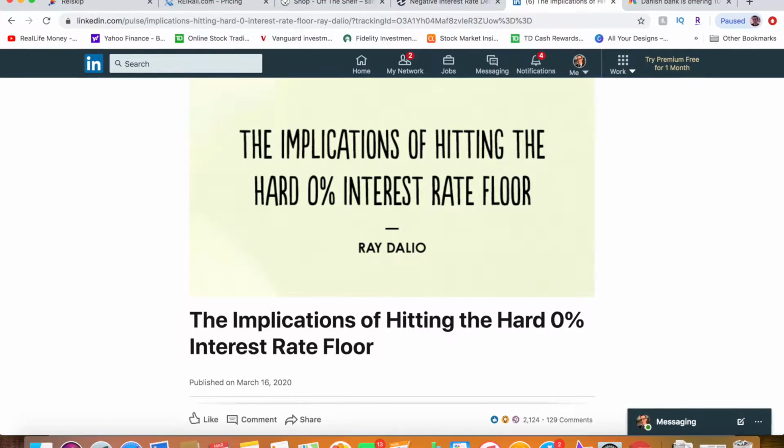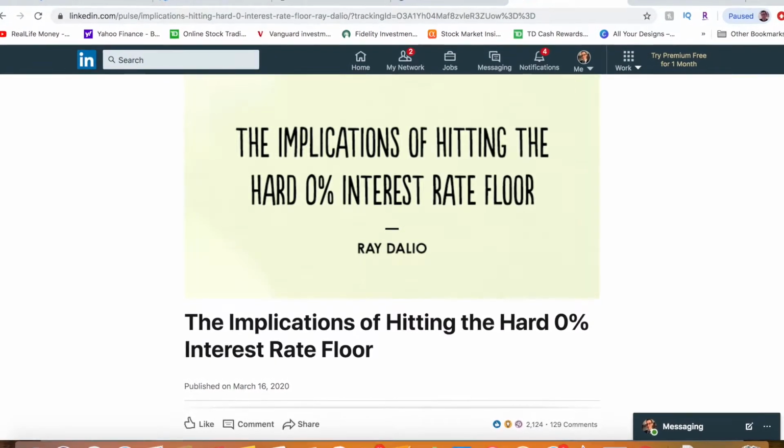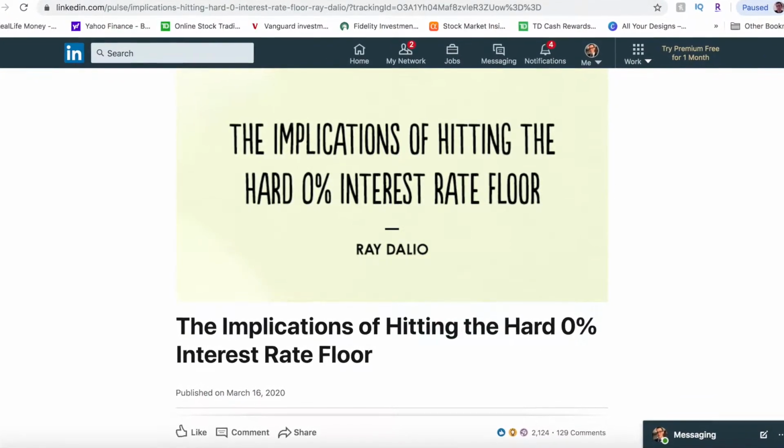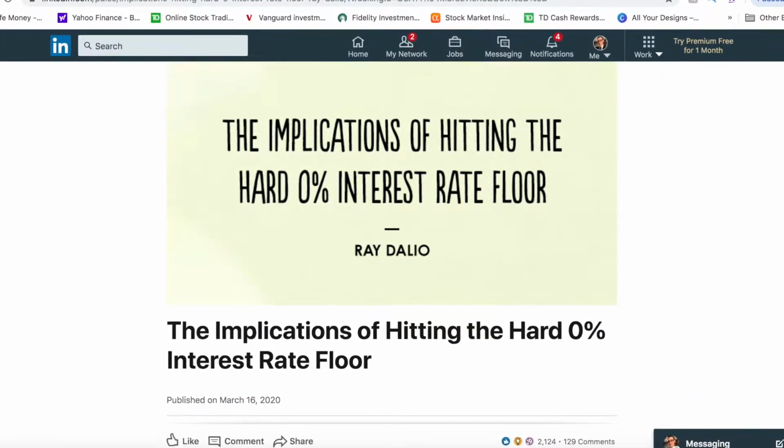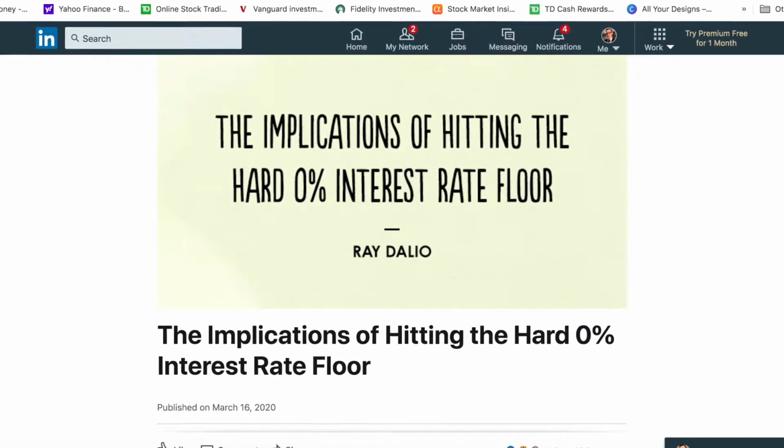And real quick, if you are interested in Dalio, a very popular and intelligent hedge fund manager, he just put out an article, the implications of hitting the hard 0% interest rate floor. I saw the article on LinkedIn. I'll leave a link in the description. You should definitely check that out.